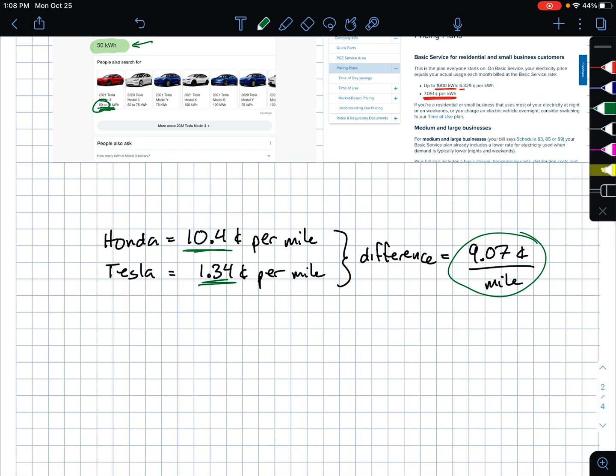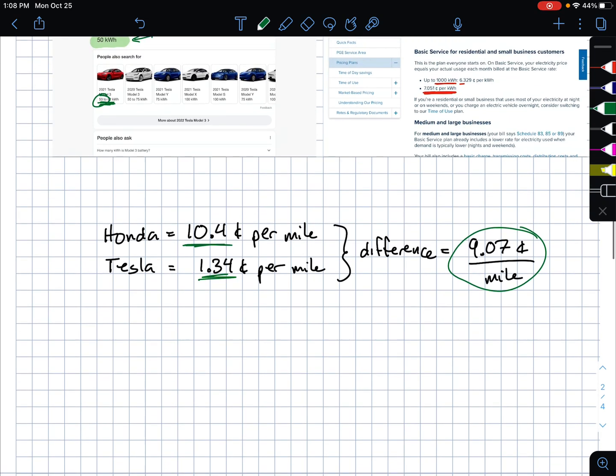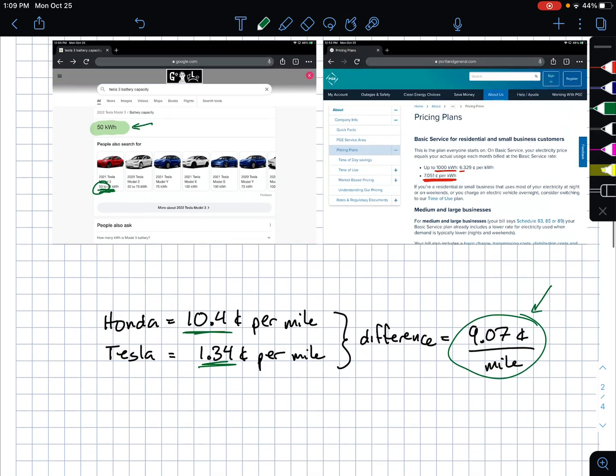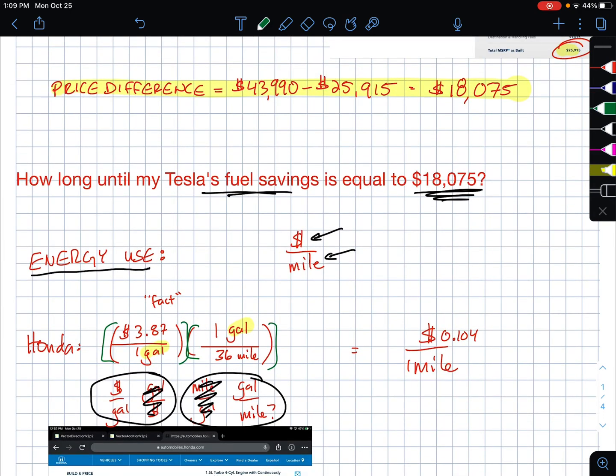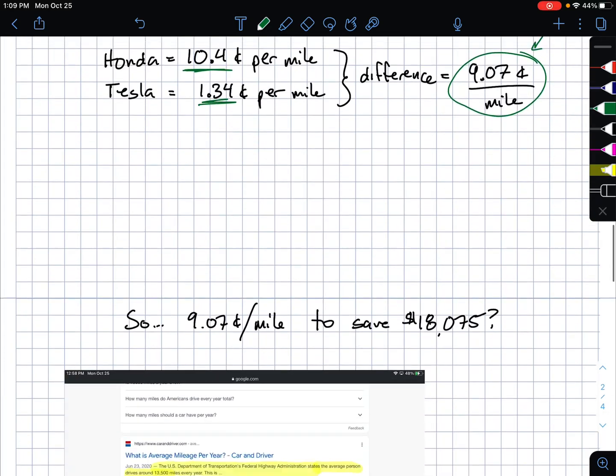So now what this problem becomes is essentially a Fermi problem. I know that every mile that I would drive in this upgraded Tesla is going to save me almost a dime. The question becomes how long until all of that fuel savings pays for the extra cost of the car. The Tesla's more expensive up front. I have to put more cash down, but I'm going to be paying less to fill the tank up, or the battery up, as it were.